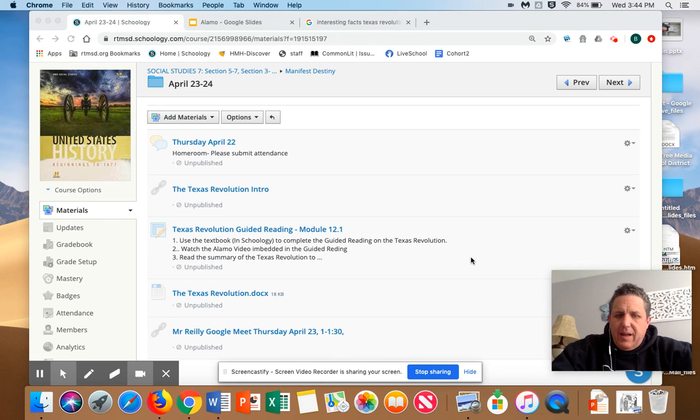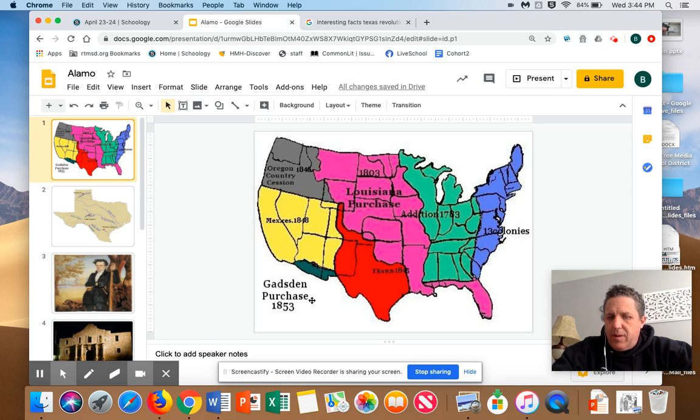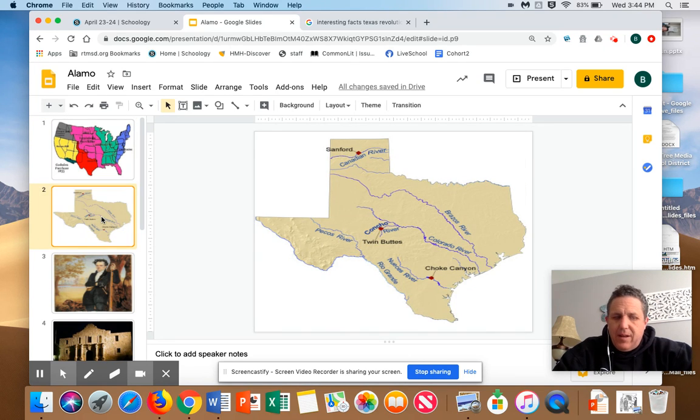Couple of things. Today and tomorrow, guys, we are going to start the Texas Revolution. A couple of things to know about that before you start. First off, Texas actually belonged to Mexico at the time. If you look at this red puzzle piece when it comes to Manifest Destiny, this is the piece we're going to be talking about. How did Texas gain its independence from Mexico?